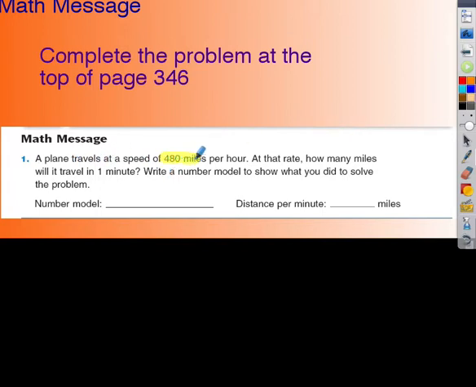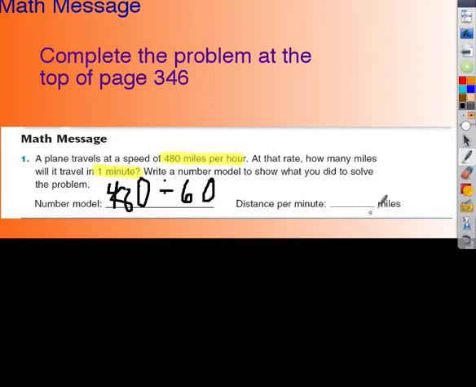So we know that it goes 480 miles per hour. We want to know, how far will it travel in 1 minute? So some of us are thinking, well, I know that there are 60 minutes in an hour. So if I did 480, because that is how many miles per hour, and we divide that by 60, because we were talking about miles per hour, we can go ahead and figure that out.